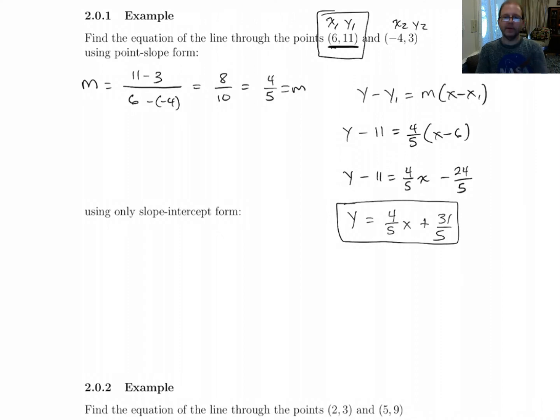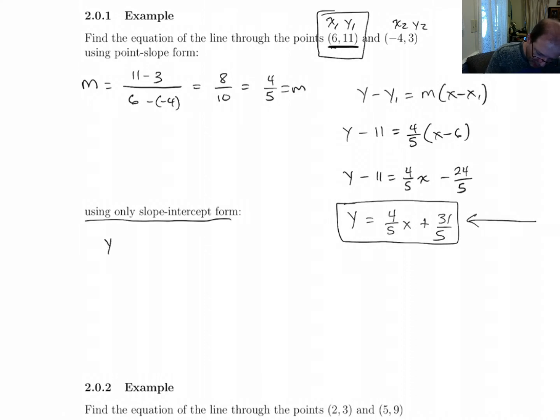Yeah, that should be it. Okay. Now the second part says do it using only slope-intercept form. To me, and it's probably just because I learned to do it this way, this method up here that we already used seems like the more natural way to do it. But you can do this by just using the slope-intercept form.